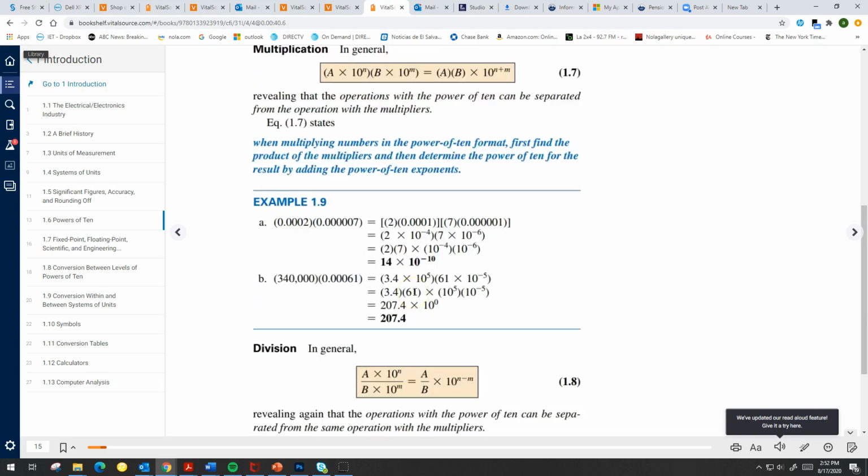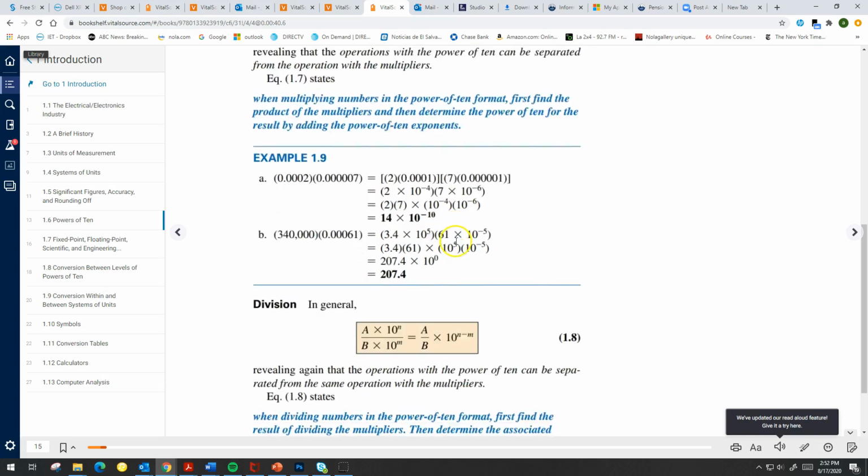Okay. So the rule basically is that when you multiply numbers in the powers of 10, first find the product of the multipliers and then determine the power of 10 for the result by adding the power of 10 exponents. And it's easier to do than to say it, basically.